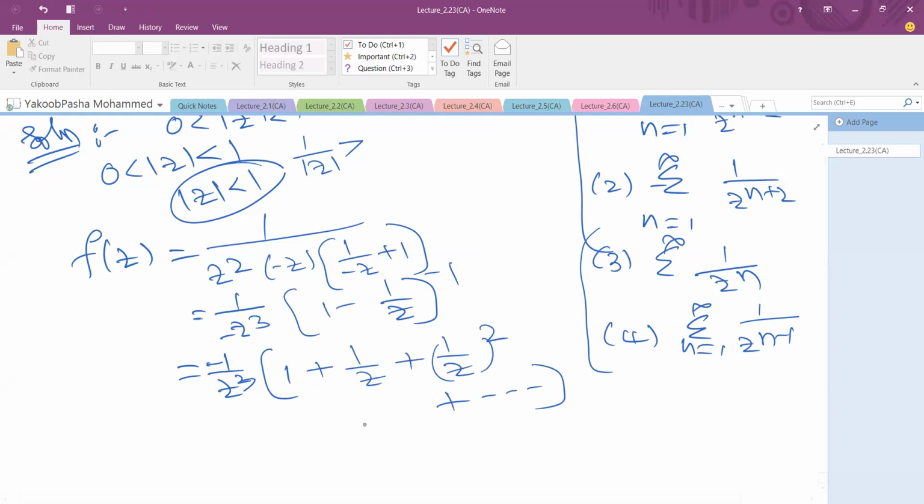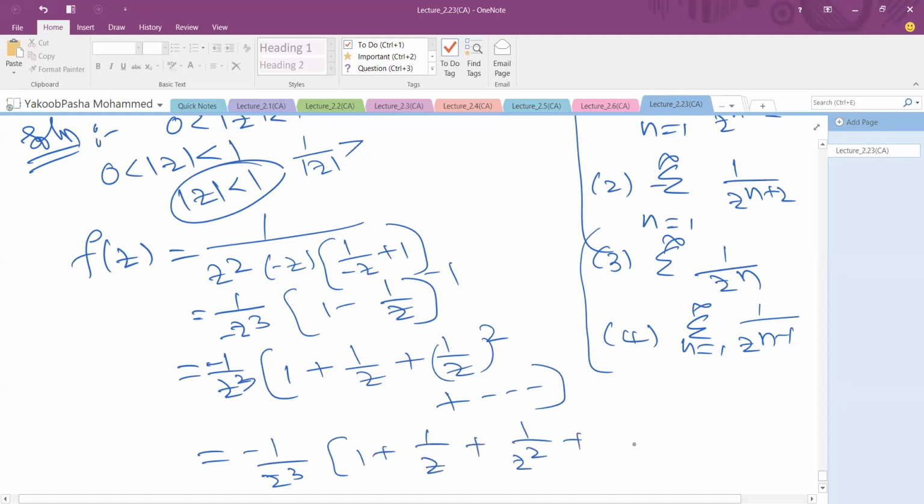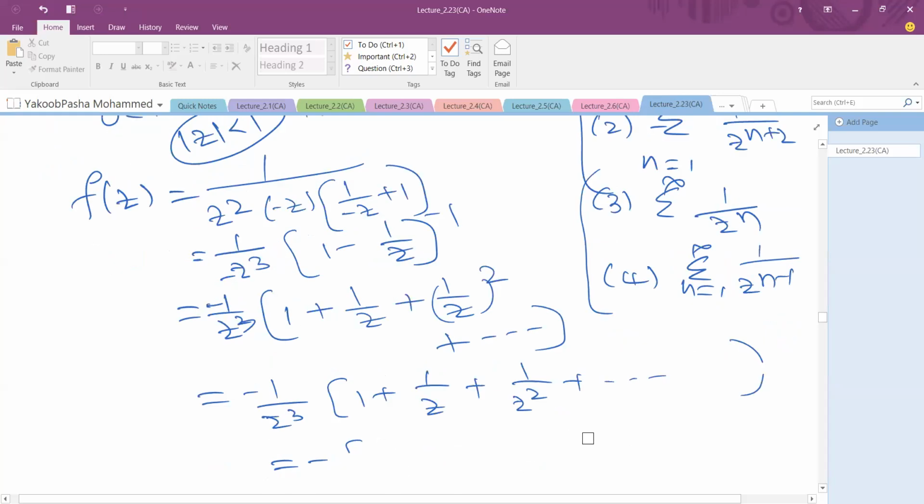So this is nothing but minus 1 by z cube, 1 plus 1 by z plus 1 by z square. Next term 1 by z cube plus and so on. No need to take the next term. Stop. No problem. Now I am writing minus of 1 by z cube plus 1 by z power 4, 1 by z power 5 plus and so on. Okay.